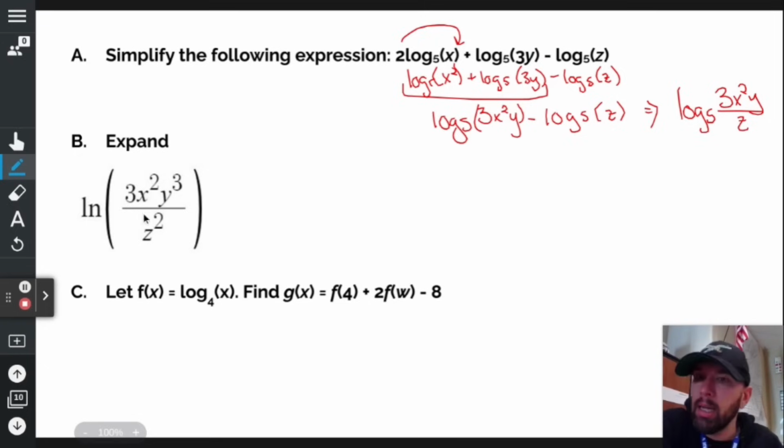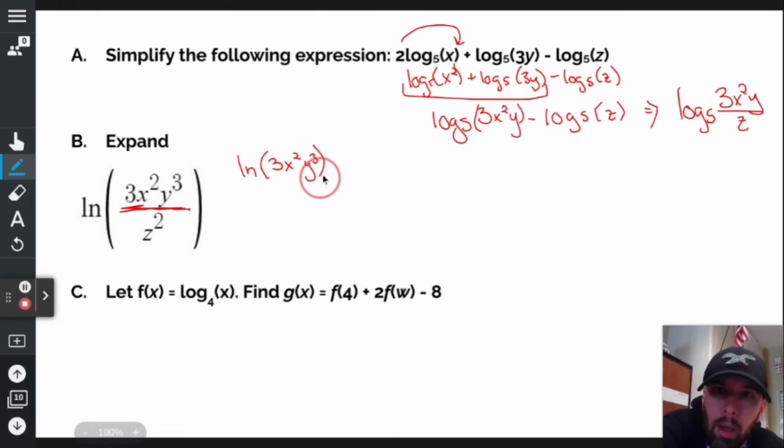Expand. Okay. What I did to do the last one is I did exponents first, then I added, then I subtracted. Okay, I'm going to go in reverse. I'll do the stuff that would subtract first, then the stuff that would add, and then the exponents. So let's split this up using the division part first. Remember, ln and log follow the same rules. So ln of 3x squared y cubed minus ln of z squared.